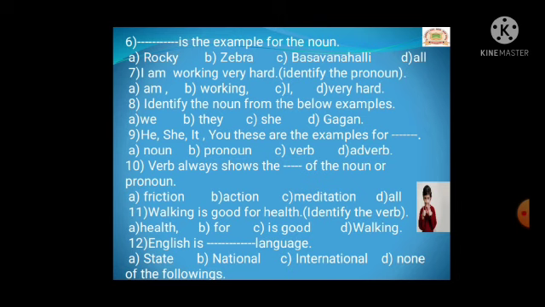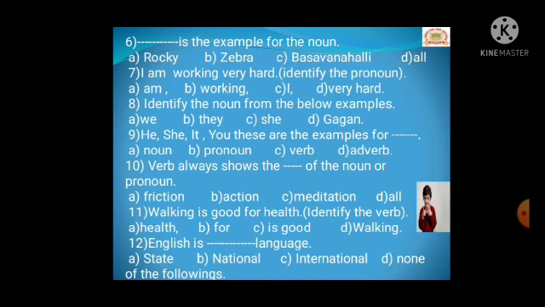Ninth one. He, she, it, you. These are the examples for what? Examples for noun, pronoun, verb or adverb. For what? They are the example. What parts of speech? The following are the examples. Yeah, try to identify the answer. Okay. Some of I will not discuss here.